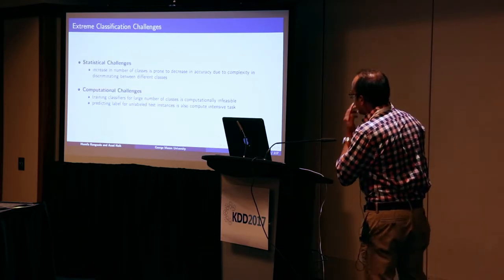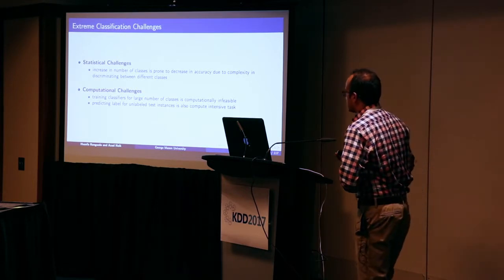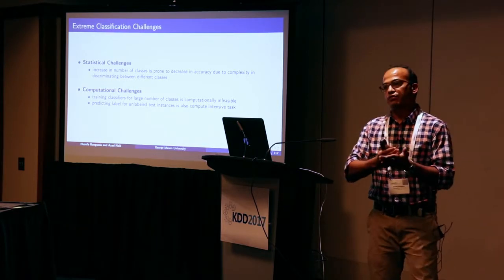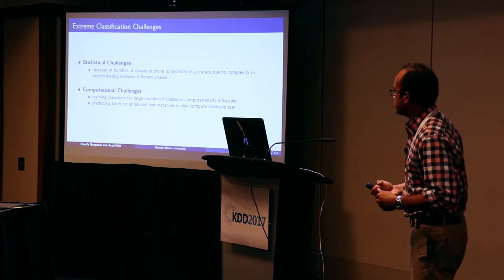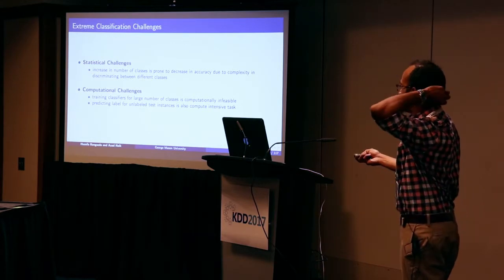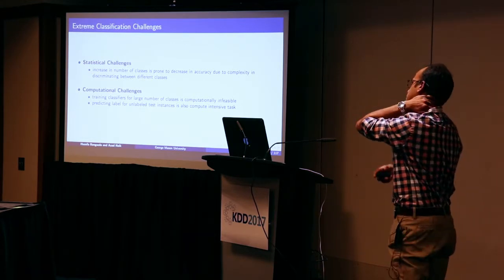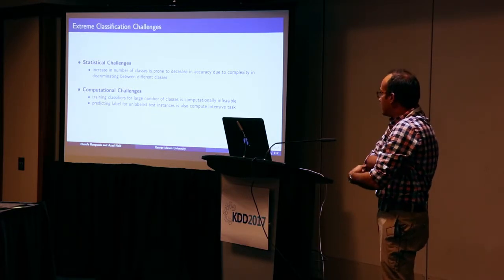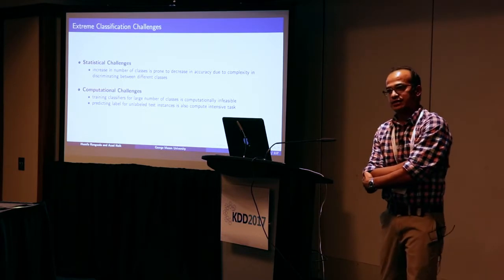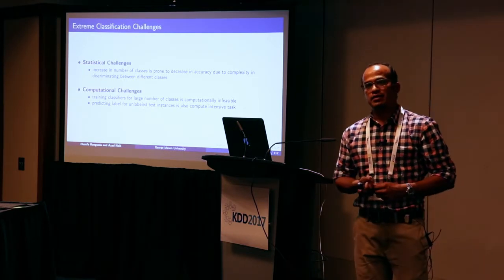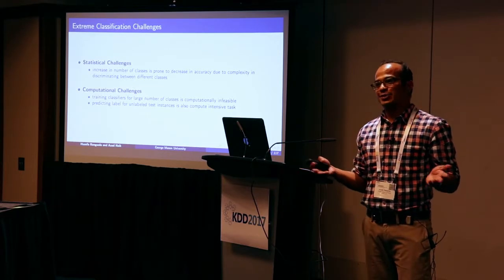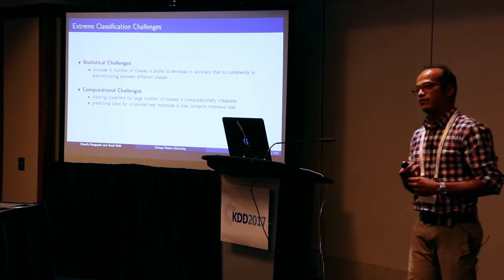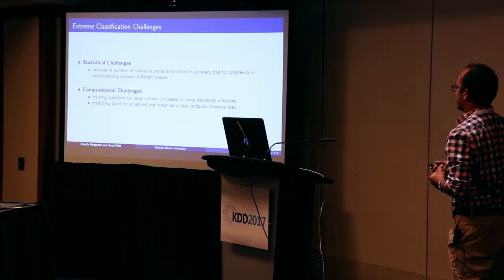The statistical challenge is that as you increase the number of classes, accuracy is prone to decrease due to the complexity of discriminating between different classes, right? As you get more and more classes, the discrimination power becomes less and less. And there are computational challenges: training classifiers for a large number of classes can be computationally infeasible, and predicting labels for unlabeled test instances is also a compute-intensive task. There's also the notion that when we talk about tweets, a hashtag hasn't evolved or formed yet. So how do you know this is the right set of hashtags, or how do we move beyond that? So there's some notion of orphan node prediction.